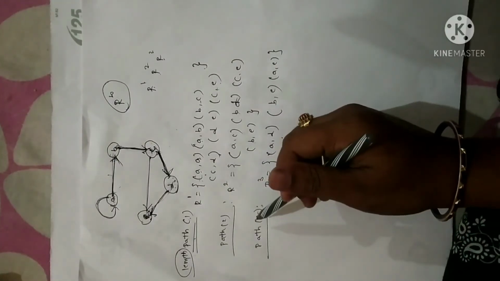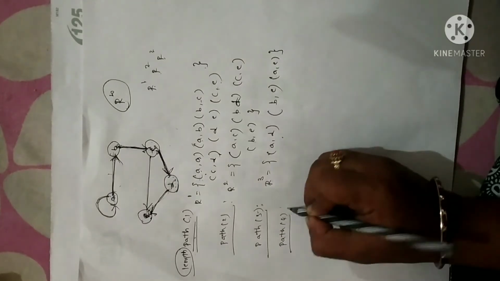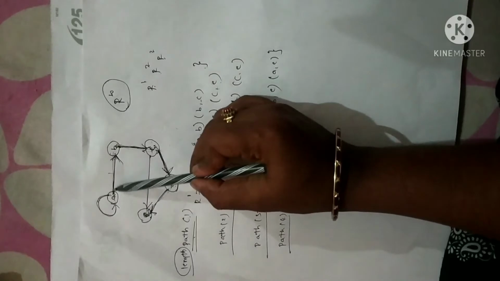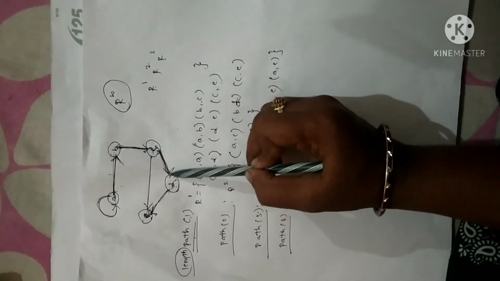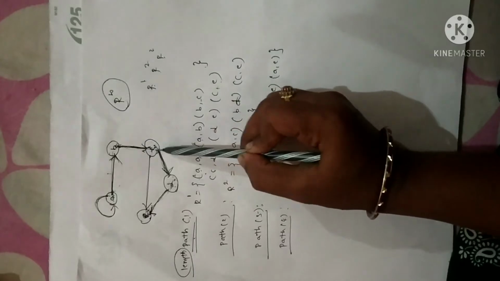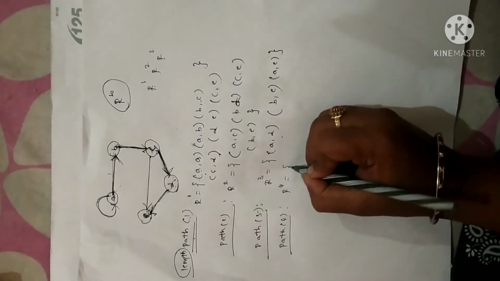Again, do we have any path? Next let me check for paths of length 4. Do we have any path of length 4? Yeah, I have C here. 1, 2, 3, 4. In the sense, I am starting with vertex A, 1, 2, 3, 4. So A to E is a path of length 4.